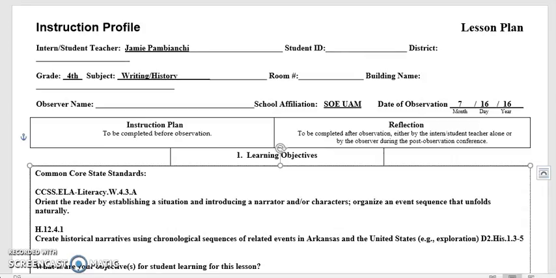My name is Jamie Pombianchi, and this is my lesson plan assignment for 1, 2, and 3. The grade that I chose was the 4th grade, and the subject is writing and history.